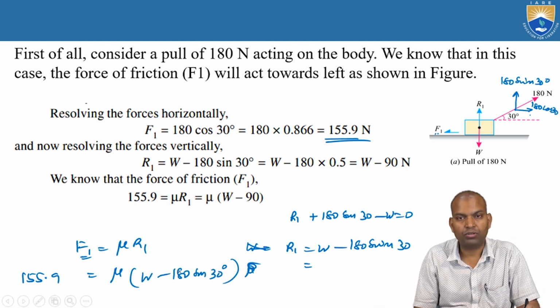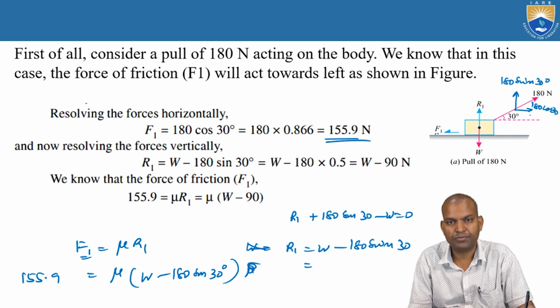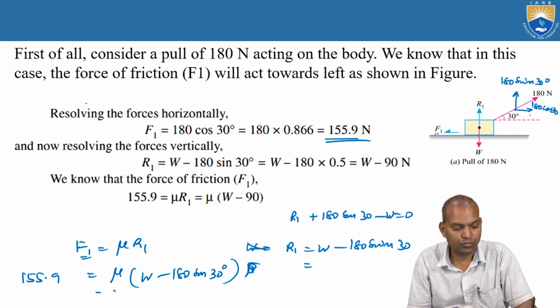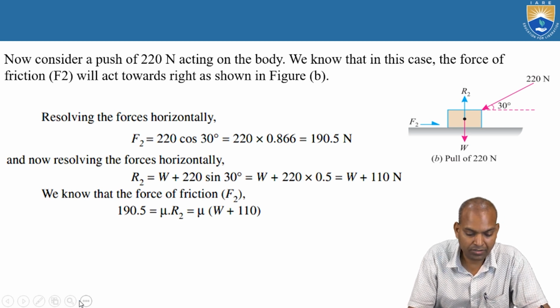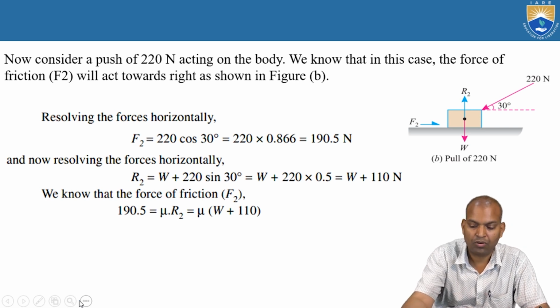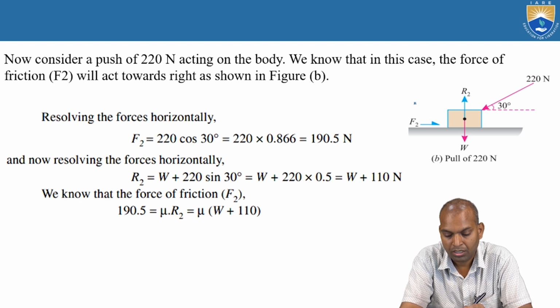Sin 30 equal to 1 by 2. That is 180 times 1 by 2, that is 90. That is mu times (W minus 90) equal to 155.9. That is one of the relations. The second equation is for the other case. Another one is called push. The push is 220 newtons at 30 degrees.